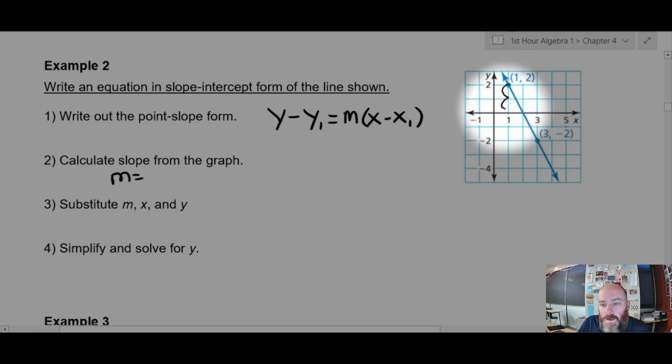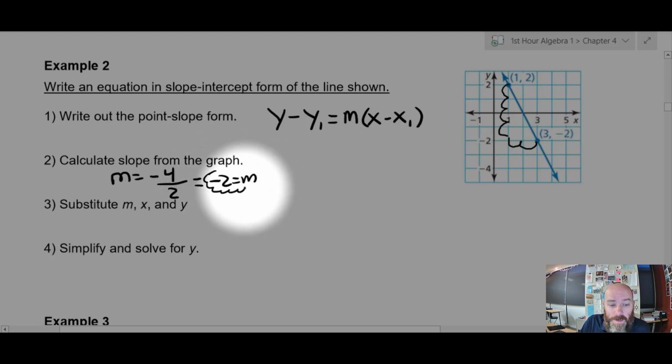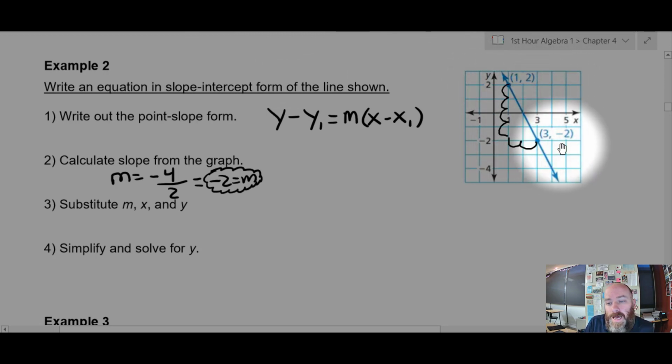I go down 1, 2, 3, 4, which is negative 4. Let's write down negative 4, divided by over 1, 2. So negative 4 divided by positive 2 is negative 2. So that's my m, and I'm going to put a little bubble around this so I can use it later. And now I need a point. Now, the thing about point slope form is you can use any point on that line. So I have two options over here. I have the 1, 2, and I have the 3, negative 2.